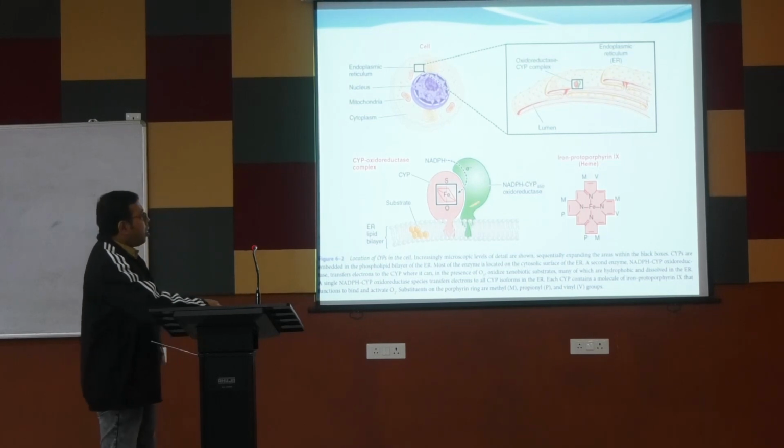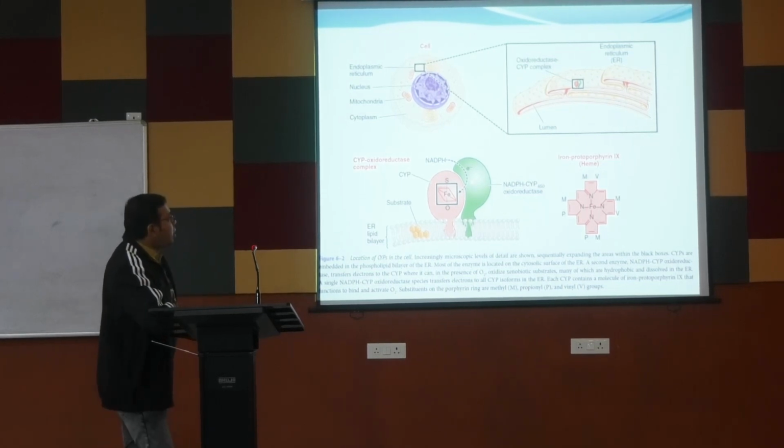Now again it is broadened. So you can see this is mainly the structure. This is basically an iron protoporphyrin heme and protein combination. This structure can be broadened again.